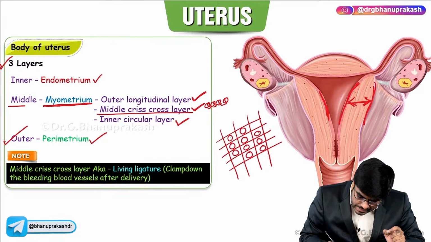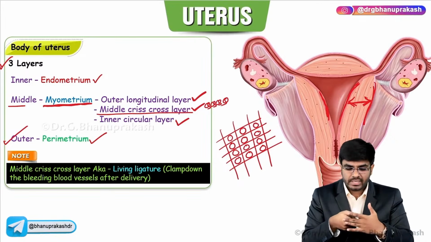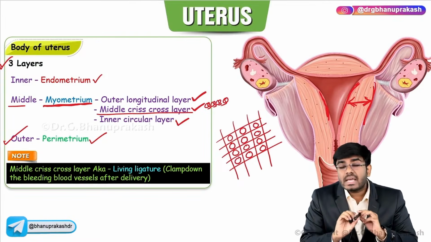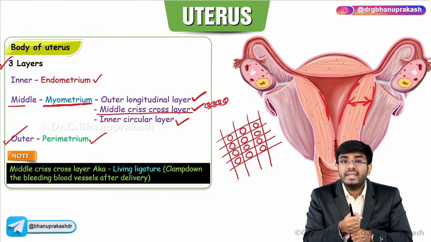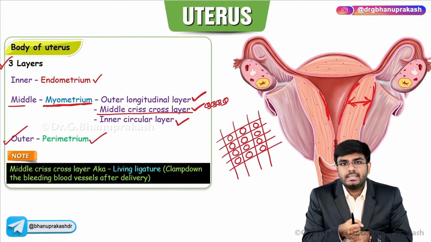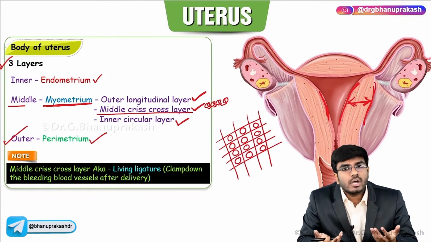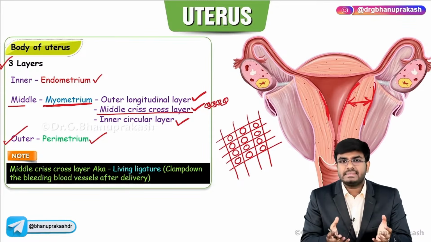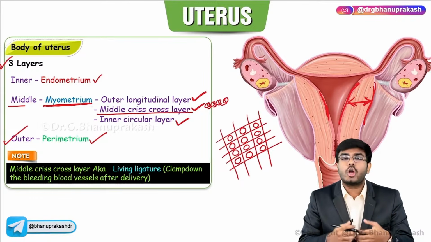Now, if this middle crisscross layer contracts, something like this, what happens, guys? The blood vessels passing through these spaces will be completely obliterated, or completely ligated. So, what happens? Bleeding will stop. When will bleeding stop? After delivery. After delivery, whatever bleeding is there should be stopped. Otherwise, she will go into postpartum hemorrhage. She will go into shock.